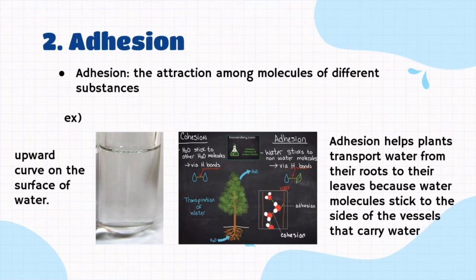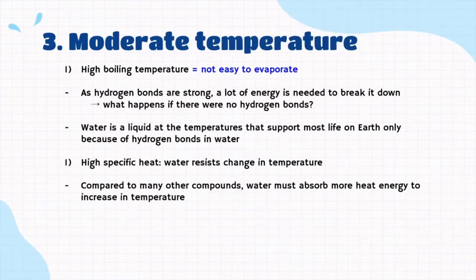Another example is that adhesion helps plants to transport water from their roots to their leaves, because water molecules stick to the sides of the vessels that carry water. And thus the picture on the right shows and tells us cohesion and adhesion usually work together. It is not true that they always operate separately.